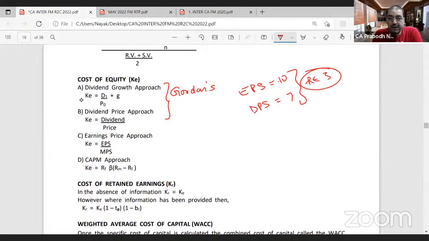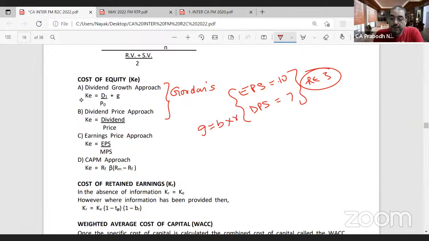So if growth rate is not given, check whether you can calculate growth rate. It may be possible that they have given you this information, EPS and DPS. Earnings are 10 rupees, so you have 10 rupees available for shareholders. How much dividend have you paid? Only 7 rupees. So the balance 3 rupees is retained in the business. So you'll have to calculate growth rate. How? I told you, g is equal to b into r.